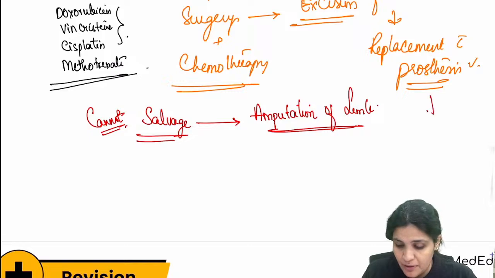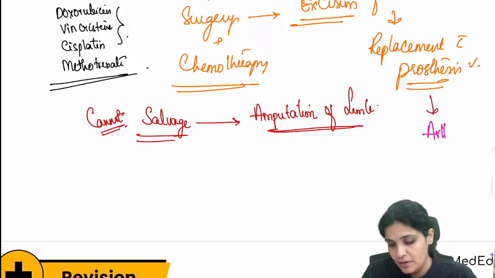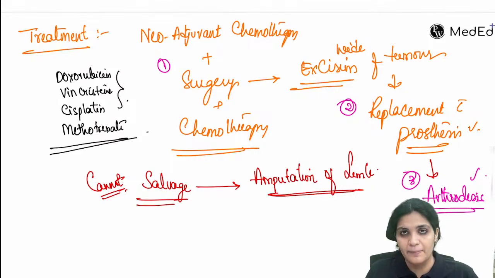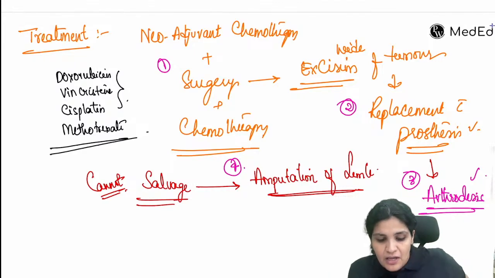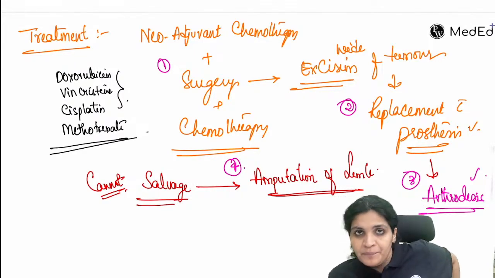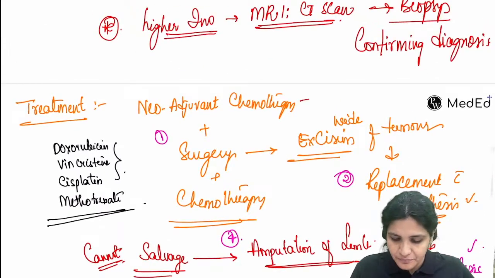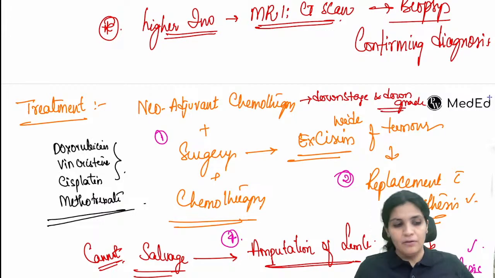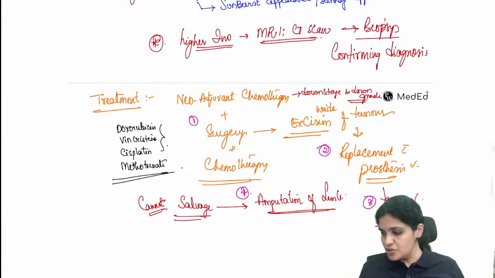And sometimes when you can't put the prosthesis, then you can go for amputation, right? So these are the things. First is surgery with the replacement. Then if not replacement, then prosthesis, and finally you will end up with amputation, right? So neoadjuvant chemotherapy, as I've told you again, is mainly given before the surgery, where you can downstage or downgrade the tumor. That means the margins can be reduced with the neoadjuvant chemo. That is about your sarcoma.